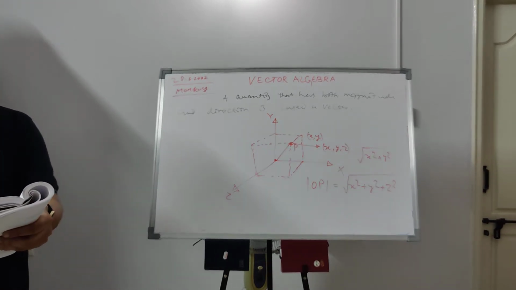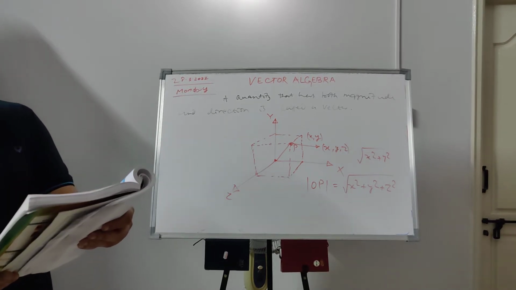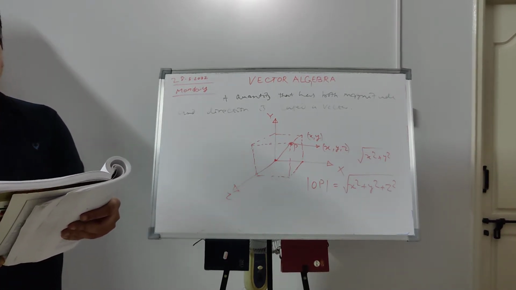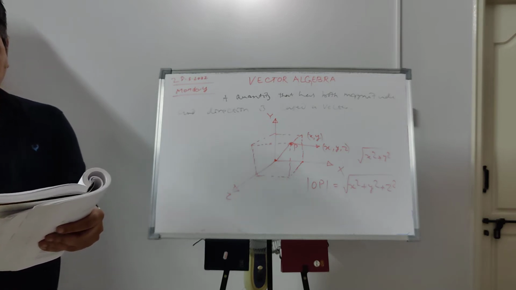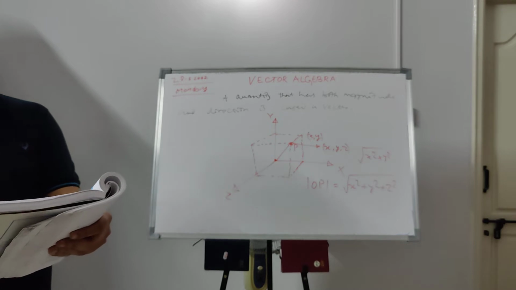So this is the point. A point with respect to O, with initial point and final point, is called the position vector of P with respect to O.